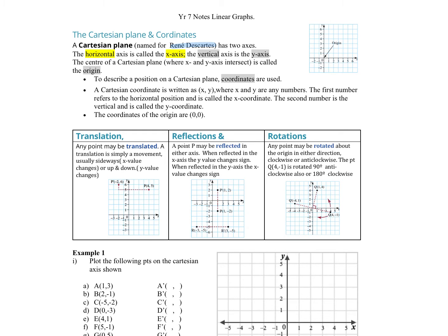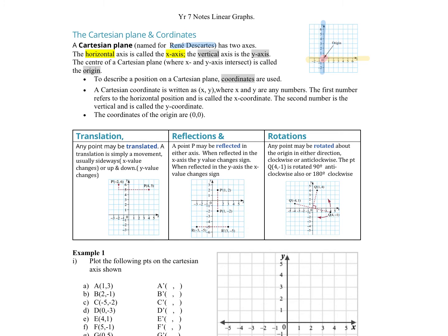The horizontal axis, that's the x-axis. My vertical axis, that's my y-axis, and they will always be that. Where the two axes join in the middle is called the origin, the start. That's where my point zero is.